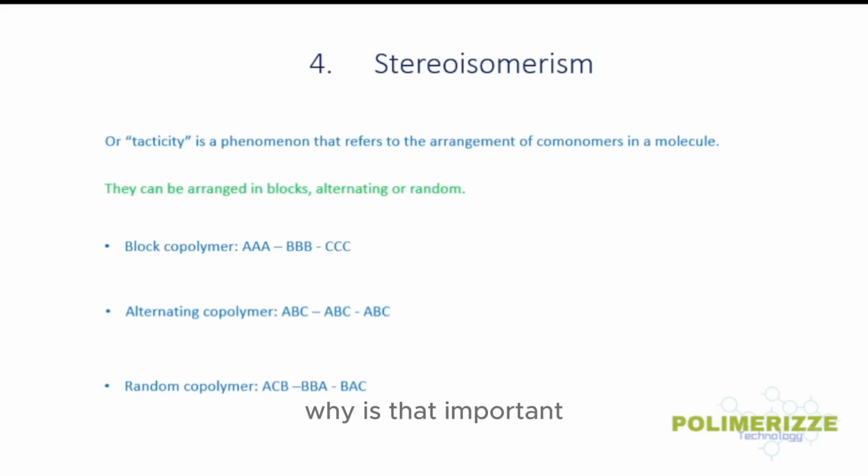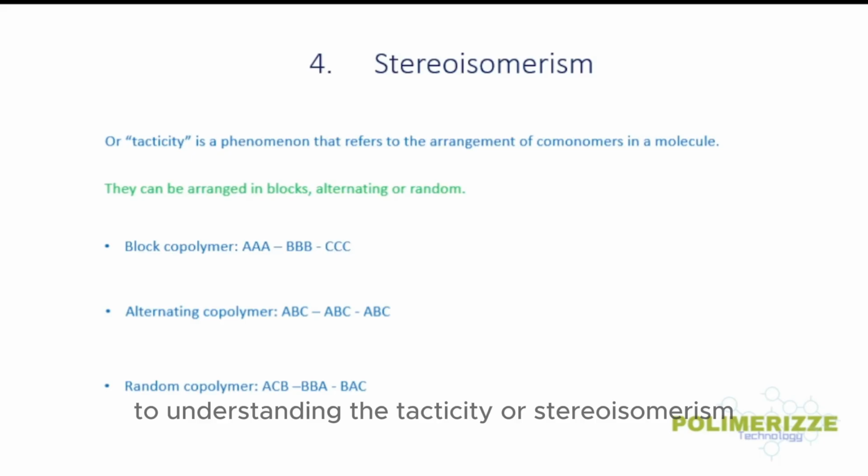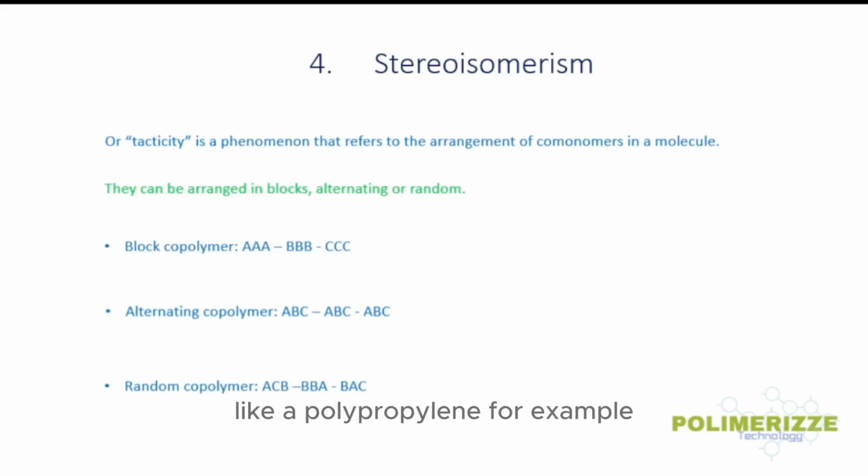Why is it important to understand tacticity or stereoisomerism? Let's suppose that we have the same molecule, like a polypropylene, for example. If a polypropylene is a block copolymer or a random copolymer, even if it's the same type of polymer, it will show totally different properties for different applications and markets.